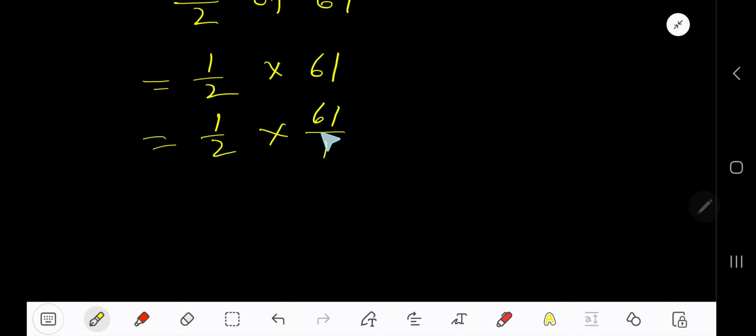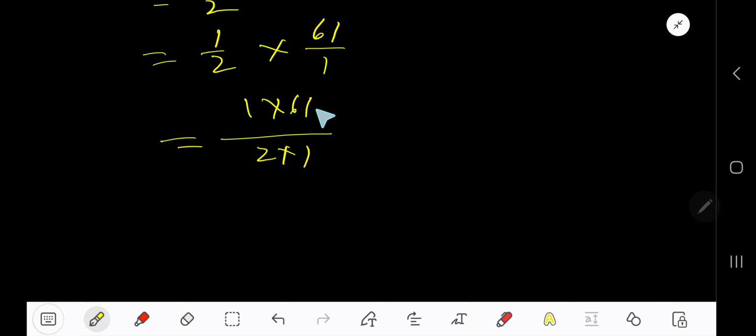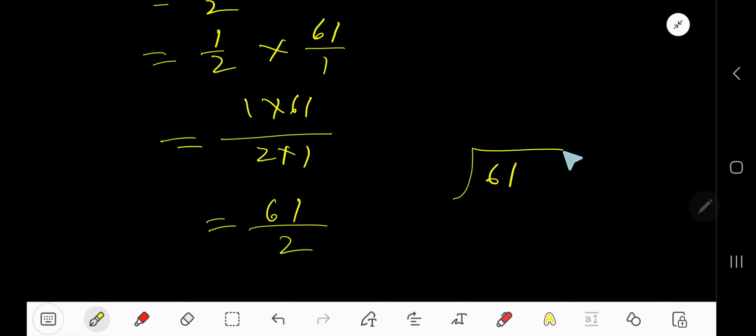Now multiply this fraction with this fraction. So multiply top numbers together, then bottom numbers together. 1 times 61 and 2 times 1. So 1 times 61 means 61. 2 times 1 means 2. Now divide this 61 by 2.